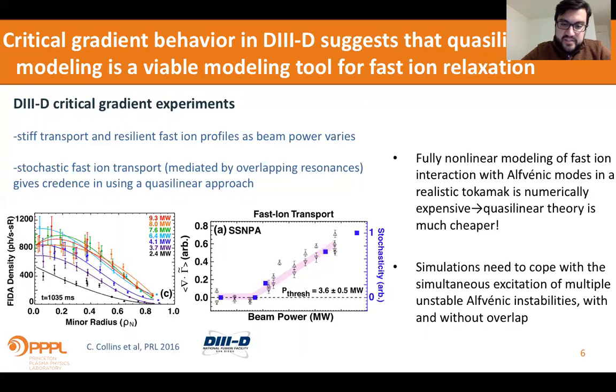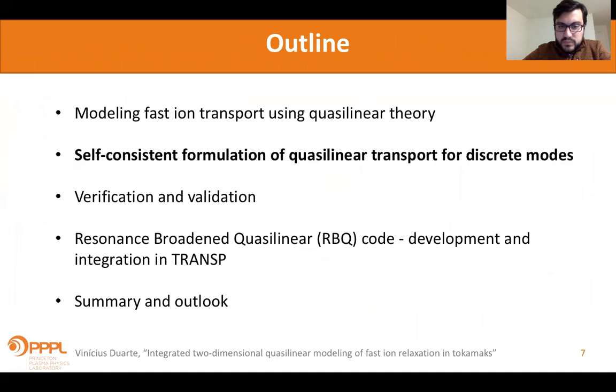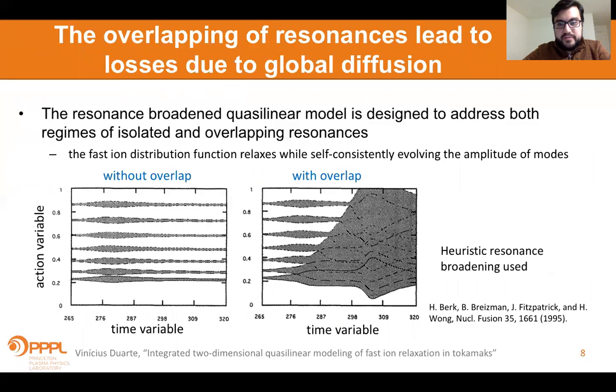So that is suggestive that the transport in this case is regulated by the overlapping of resonances that should be happening at this beam power here, at this particular region of phase space. So this stiff transport is suggestive that quasi-linear theory should be good for this case. And quasi-linear theory is much cheaper than the whole nonlinear theory, so it leads to quite fast simulations compared to the whole nonlinear case. Okay, so let me show you the formulation we recently developed for quasi-linear theory.